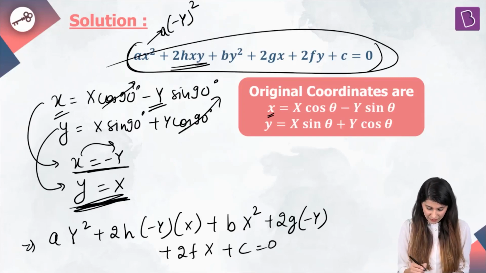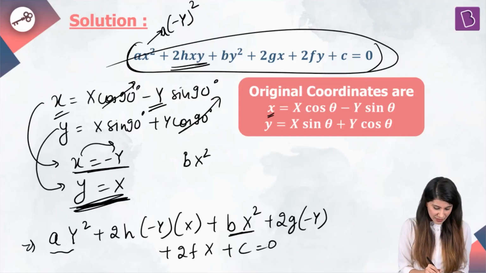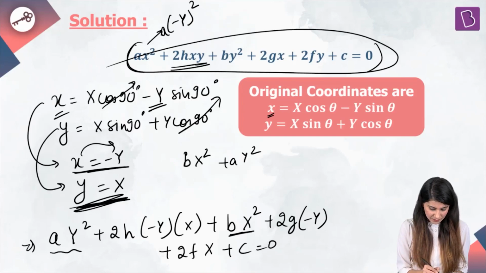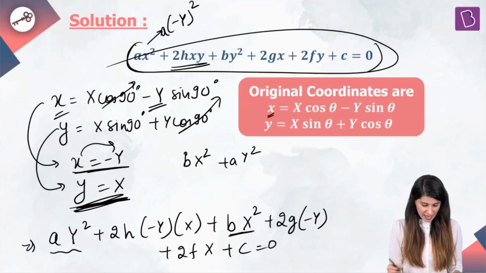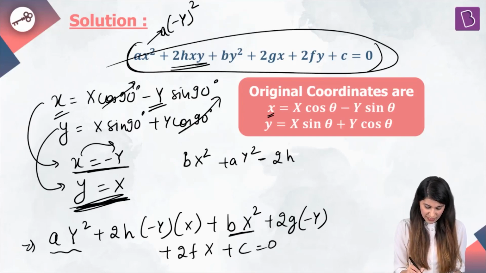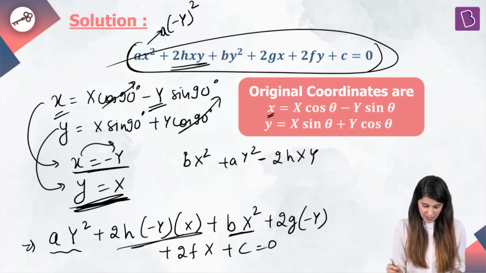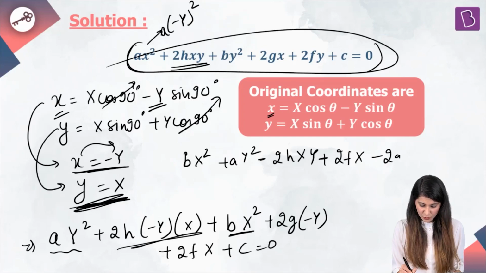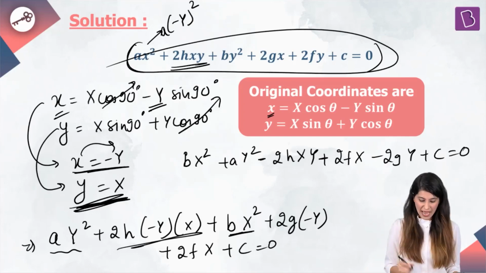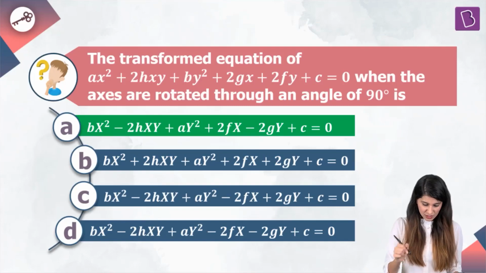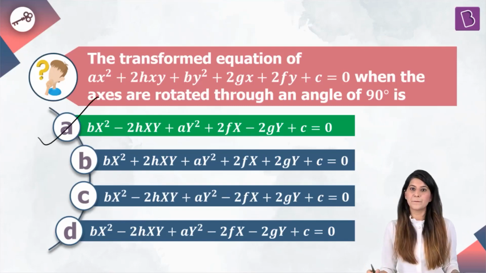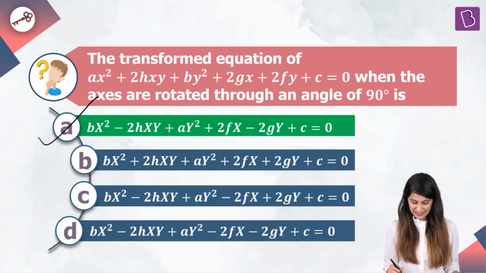So I have the final equation as b capital X square, this term. What about the y square term? Plus a Y square term. And I have minus 2h XY term, this term. Plus 2fX minus 2gY plus c equals 0, which will match with which option? Option A. Yeah. Got it?